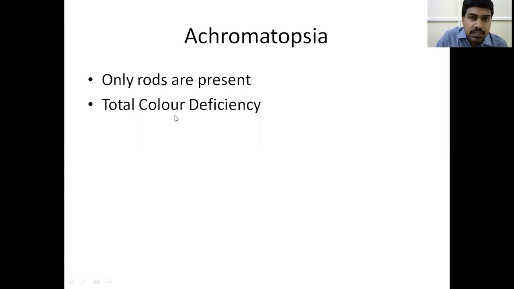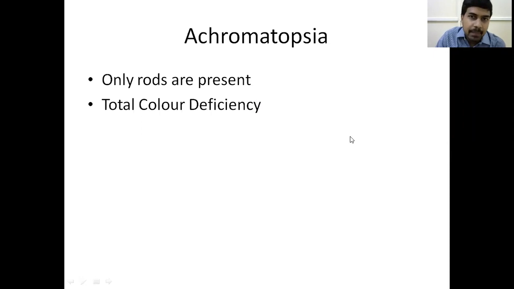So achromatopsia. I told you trichromacy, anomalous trichromacy: all the three colors he can identify, but he's confused about which one is red, which one is green. Dichromate: one color is totally absent, and only the other two colors he can see. Similarly, blue cone monochromatism. Monochromatic means only one color he will be seeing. Similarly, there is a condition called achromatopsia. It is a very rare thing. Here, cones are totally absent. Only rods are present. There is total color deficiency.